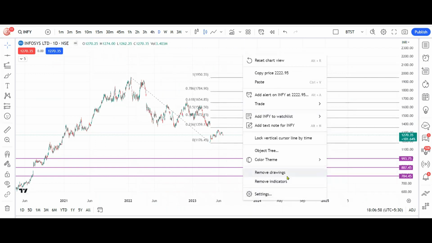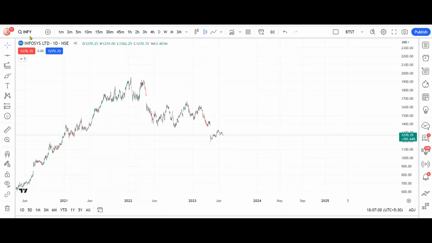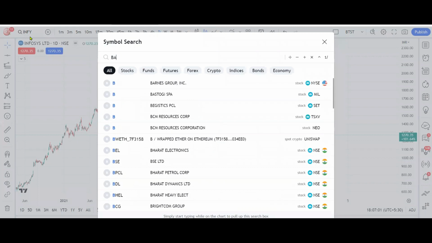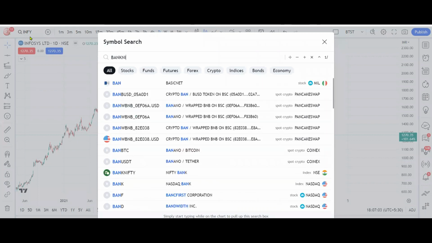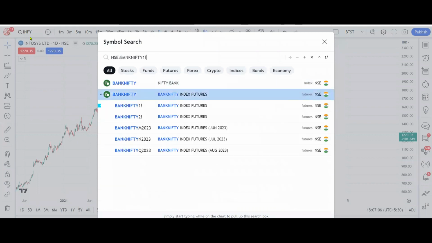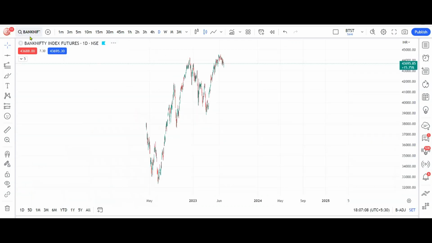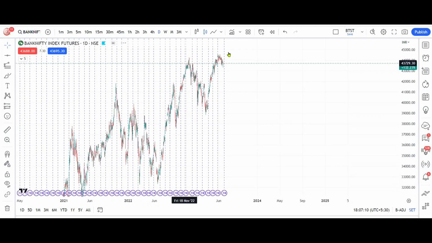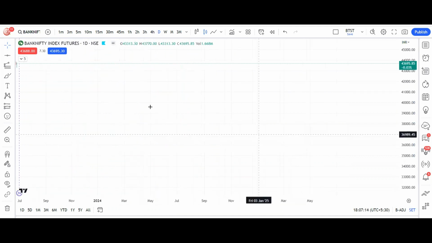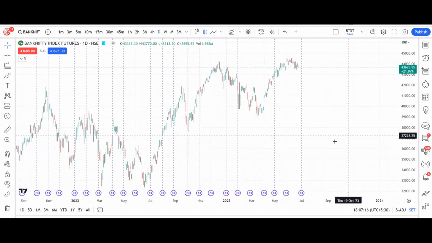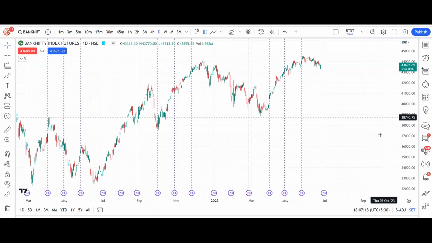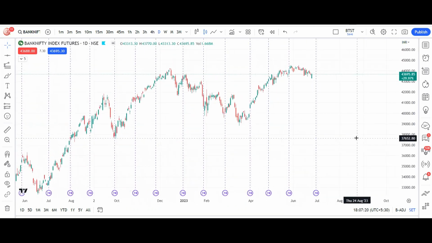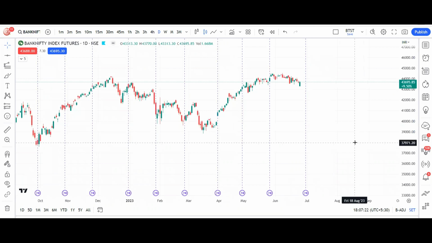Now let's see if this works in intraday. And I'm sure you want to see it in Bank Nifty. So we go to Bank Nifty futures. And over here, I have day timeline selected. So the first thing I'm going to do is identify a swing. I see this as a high and this as a low.